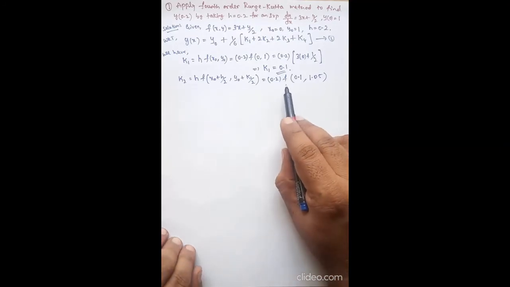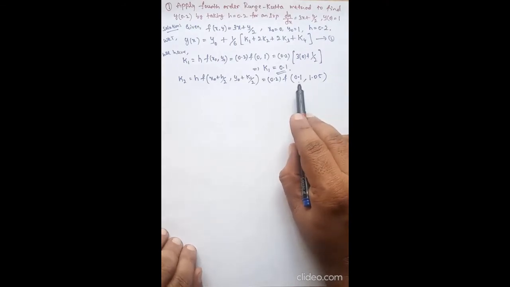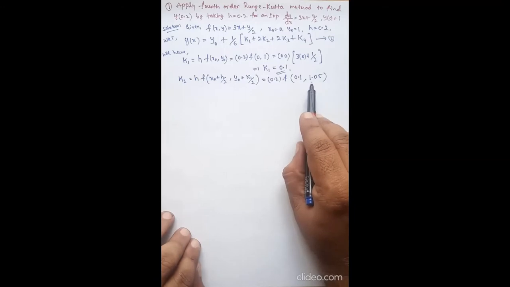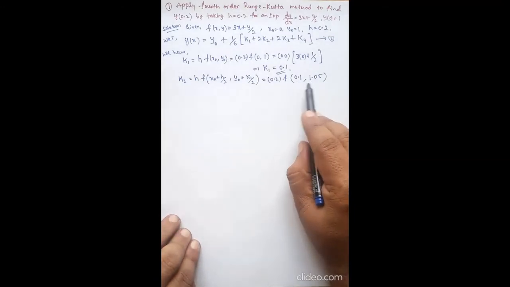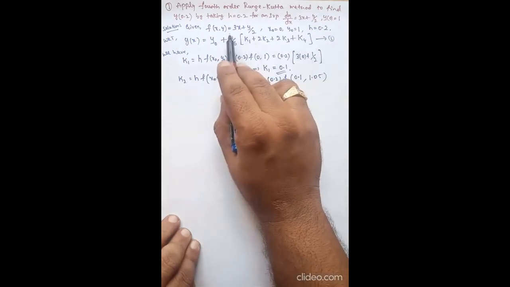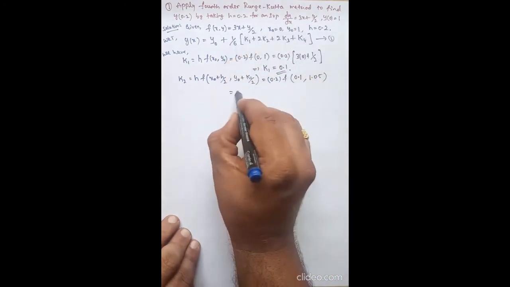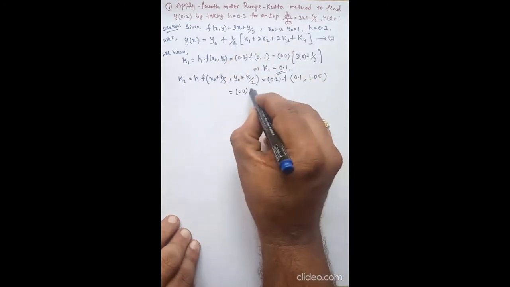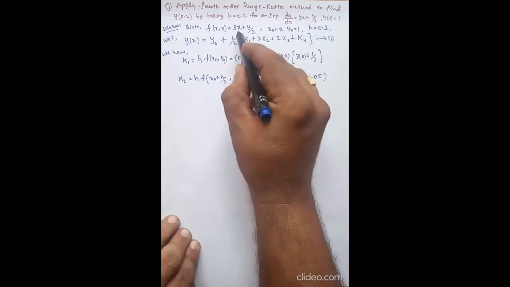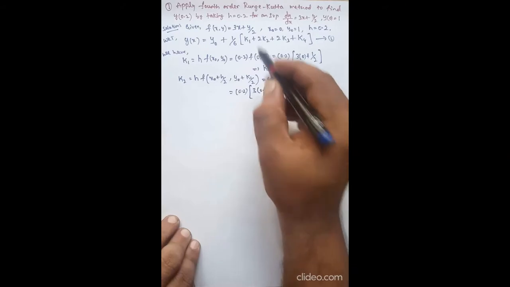Now this one again, it is in the form of f of x comma y, where x is 0.1 and y is 1.05. So let us substitute x is 0.1 and y is 1.05 in this expression in f of x comma y. We get 0.2 into, this is 3 into x. What is x? 0.1 plus this is y by 2.